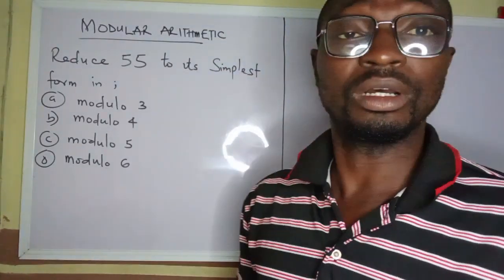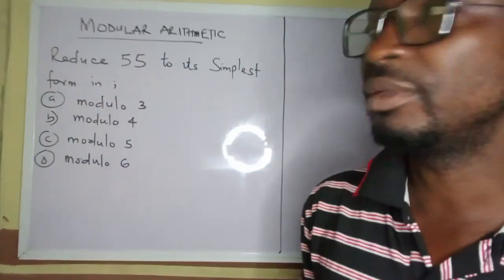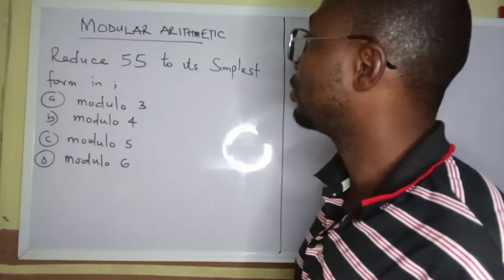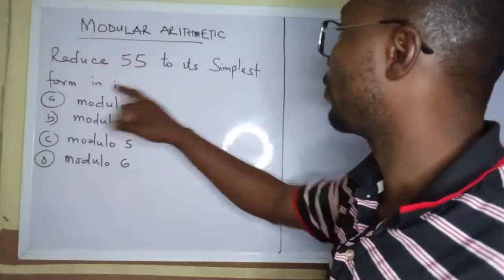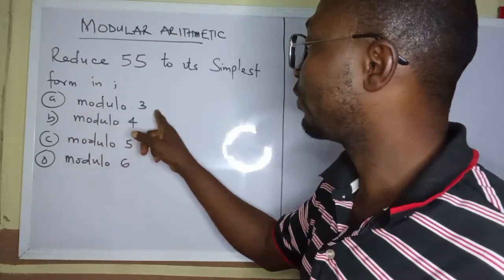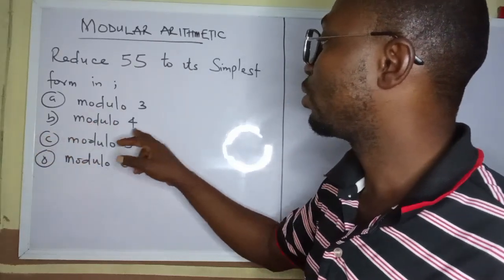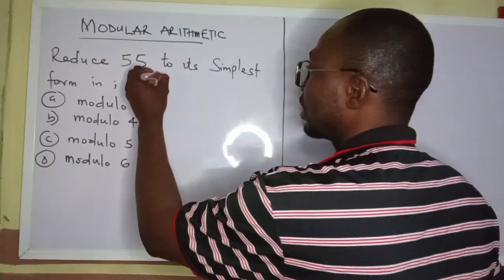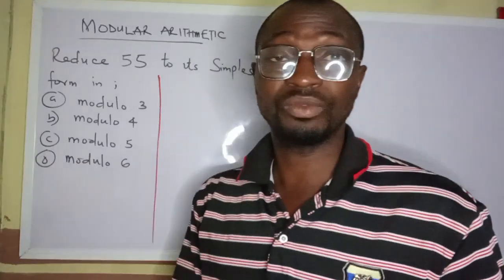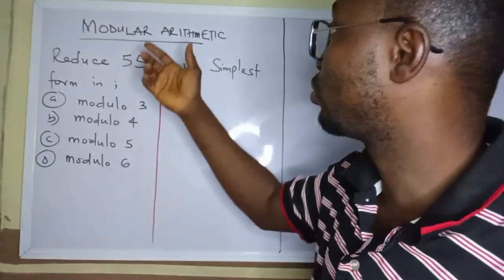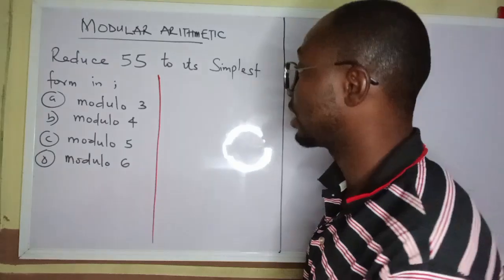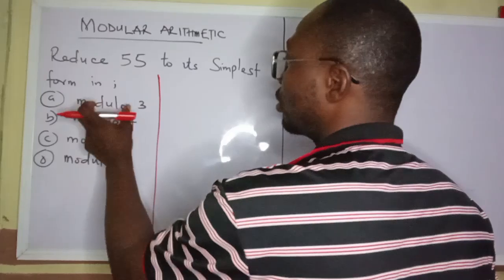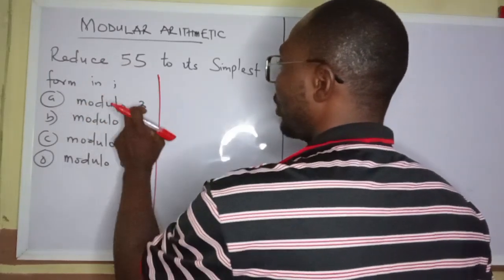We are continuing our class on modular arithmetic and looking at this question: reduce 55 to its simplest form in A modulo 3, B modulo 4, C modulo 5, and D modulo 6. Looking at the first question, in our previous video, we explained what we know as modular arithmetic. In the first question, we are to find the equivalent, or the congruence, of 55 in modulo 3.